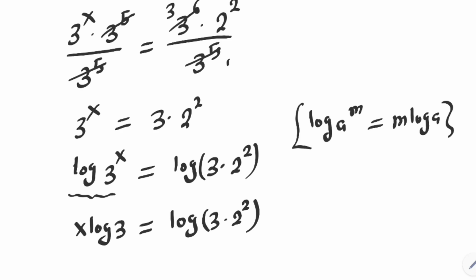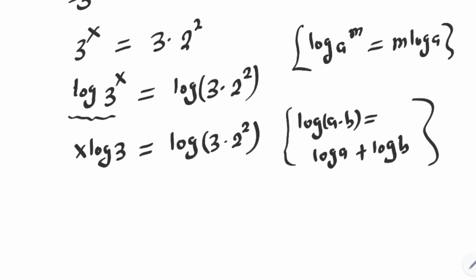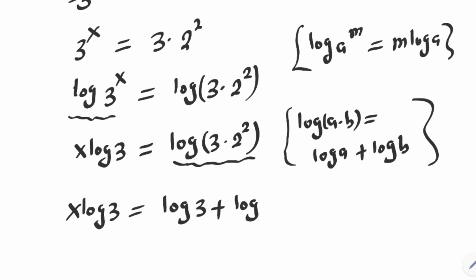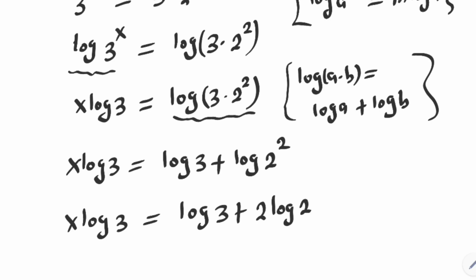Now take note of this, that if you have log a multiplied by b, this is equal to log a plus log b. x log 3 is equal to, the whole of this can be written as log 3 plus log 2 square. x log 3 is equal to log 3 plus this log 2 square can be written as 2 log 2.